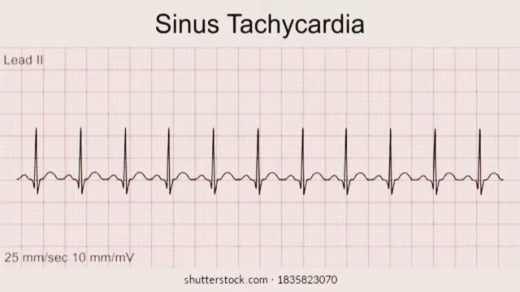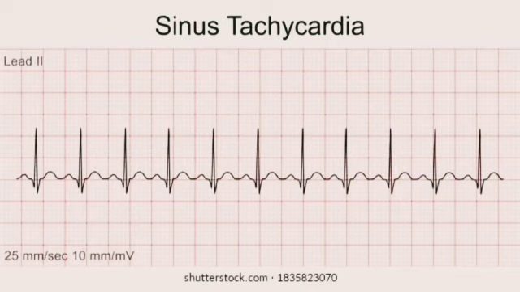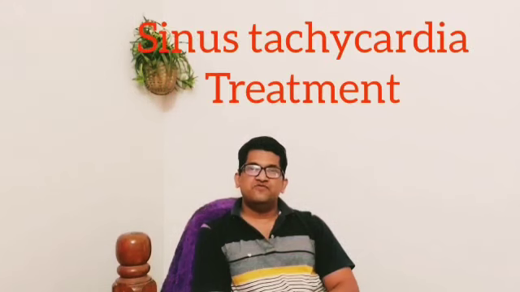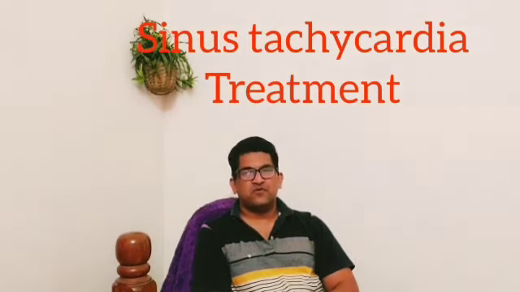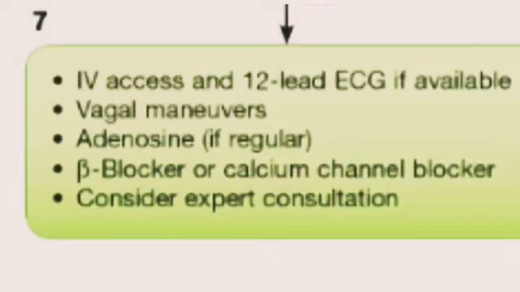This is sinus tachycardia. Sinus tachycardia is almost always physiological. Causes include fever, pain, anemia, hypovolemia, etc. Treatment involves identification and correction of underlying problems. For other narrow complex regular tachycardia, consider carotid sinus massage, adenosine. If ineffective, use beta blockers, calcium channel blockers.